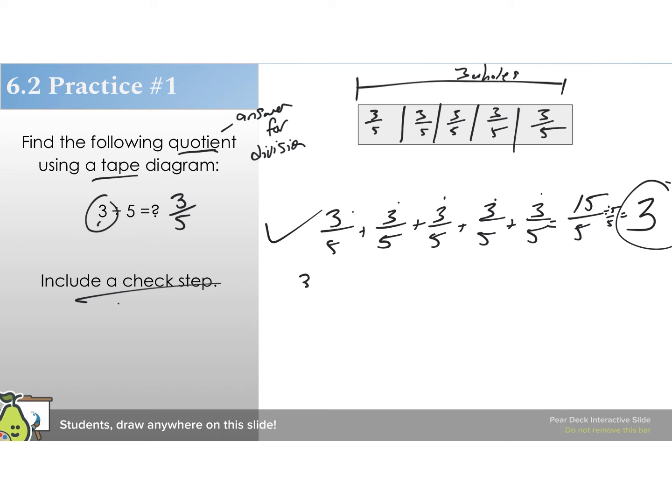A shorter check would be 3/5 times 5. With these, it's just kind of like 5 over 1, and the 5 and the 5 cross out, and you're just left with 3. So 3/5 times 5 is equal to 3.